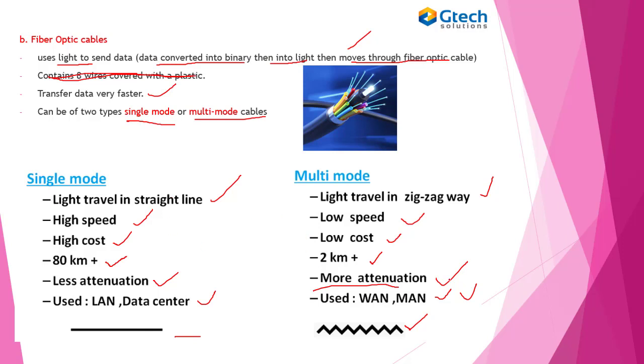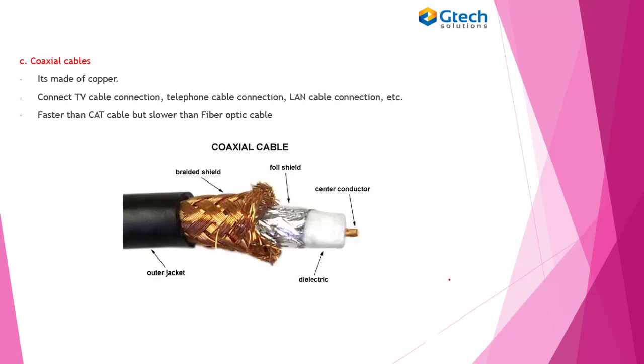Okay, so our last type of cable is coaxial cable. It's made of copper. See, this conductor is made of copper. It's used for TV connection, telephone cable connection, LAN cable connection. For those using a decoder, the cable we take from the antenna, aerial, to your decoder is called coaxial cable. It's faster than CAT but slower than fiber cable.